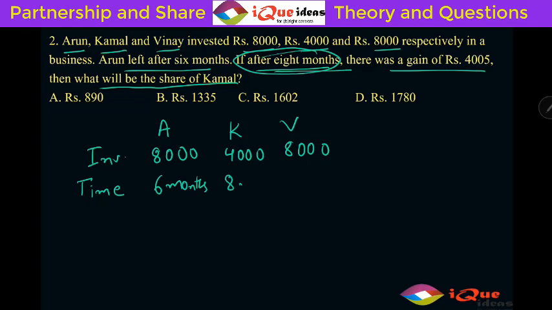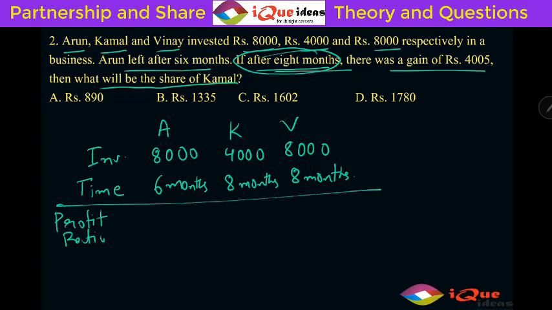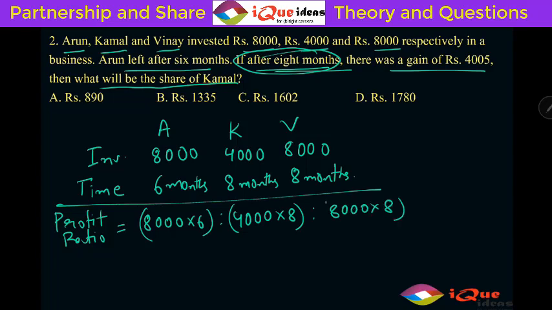So for Kamal, duration would be 8 months. And for Vinay also the duration would be 8 months. Right. So that means we can directly calculate the profit ratio from here by multiplication of investment and time for everyone. So for Arun, it will be 8,000 into 6. For Kamal, it will be 4,000 into 8. For Vinay, it will be 8,000 into 8. Right. So the profit ratio is, 8 into 6 is 48,000, is to 4 into 8 is 32,000, is to 8 into 8 is 64,000.